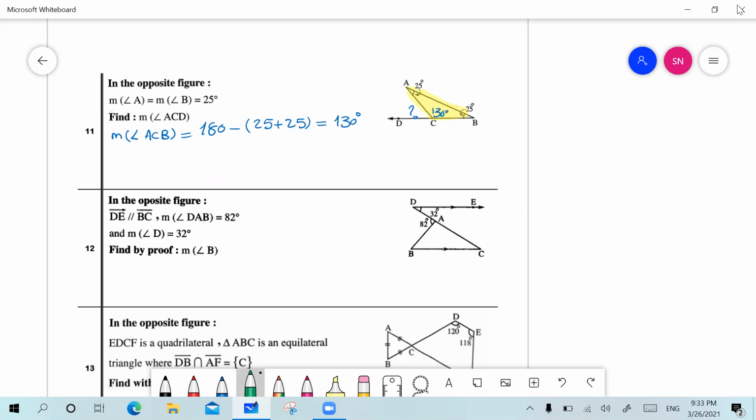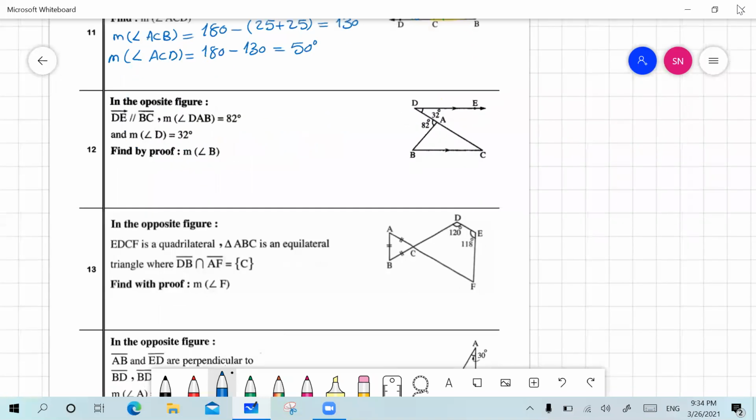And then I'm going to get the ACD, this angle, using the straight line, right? Yes. Okay. So now measure of angle ACD is equal to 180 minus 130, equal to 50 degrees. Exactly. Thank you so much.